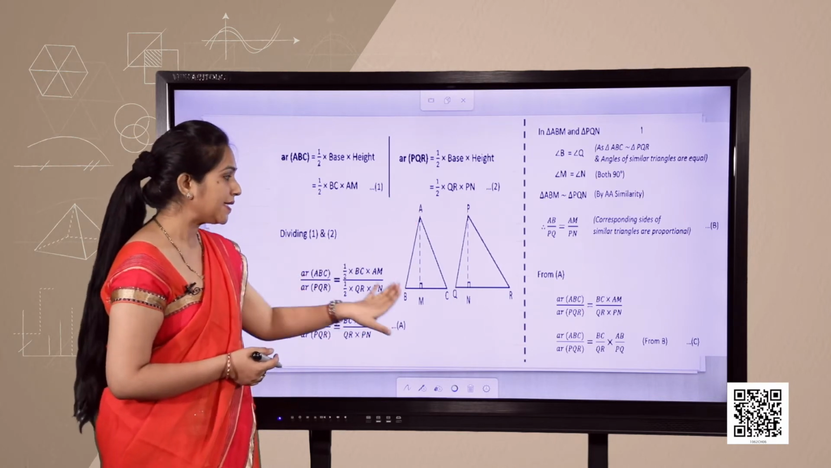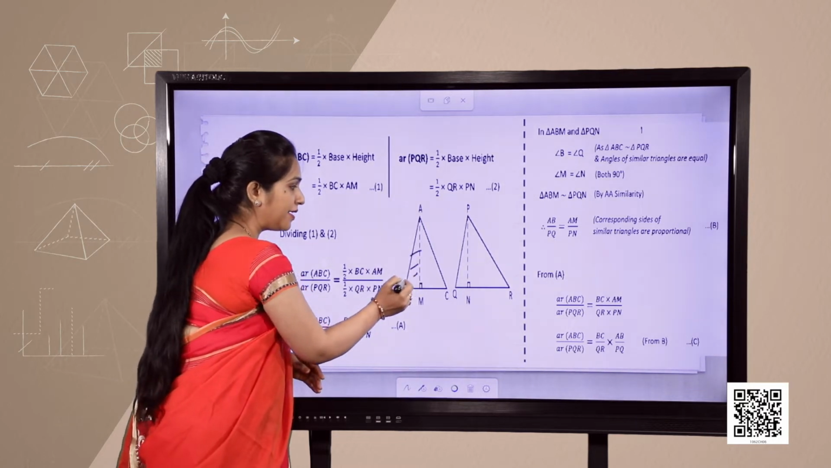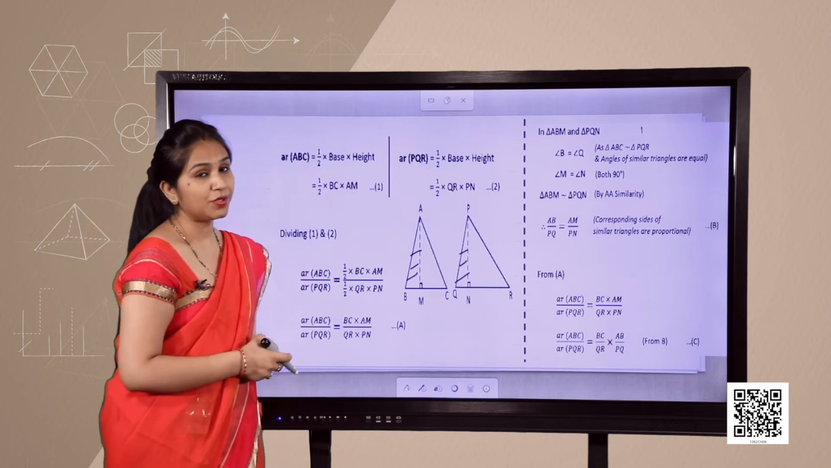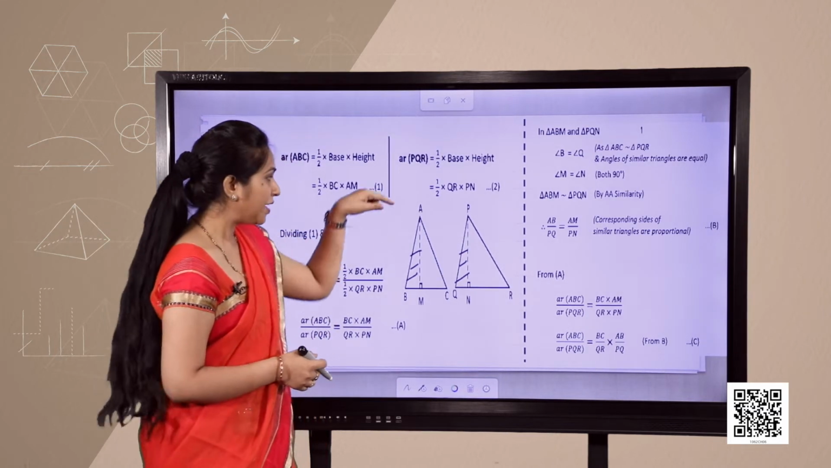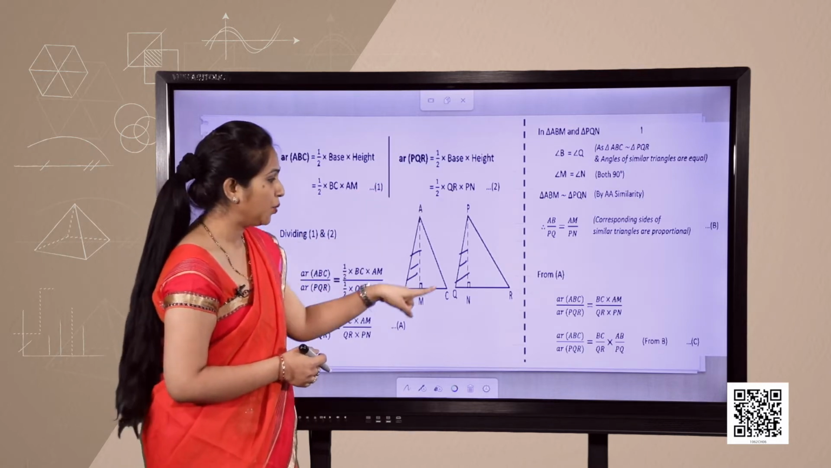Now again see the diagram. You can see we have two small triangles here as well. Now children, in our next task we will show that both the triangles are similar. Let's see how. We will take triangle ABM and we will take triangle PQN.